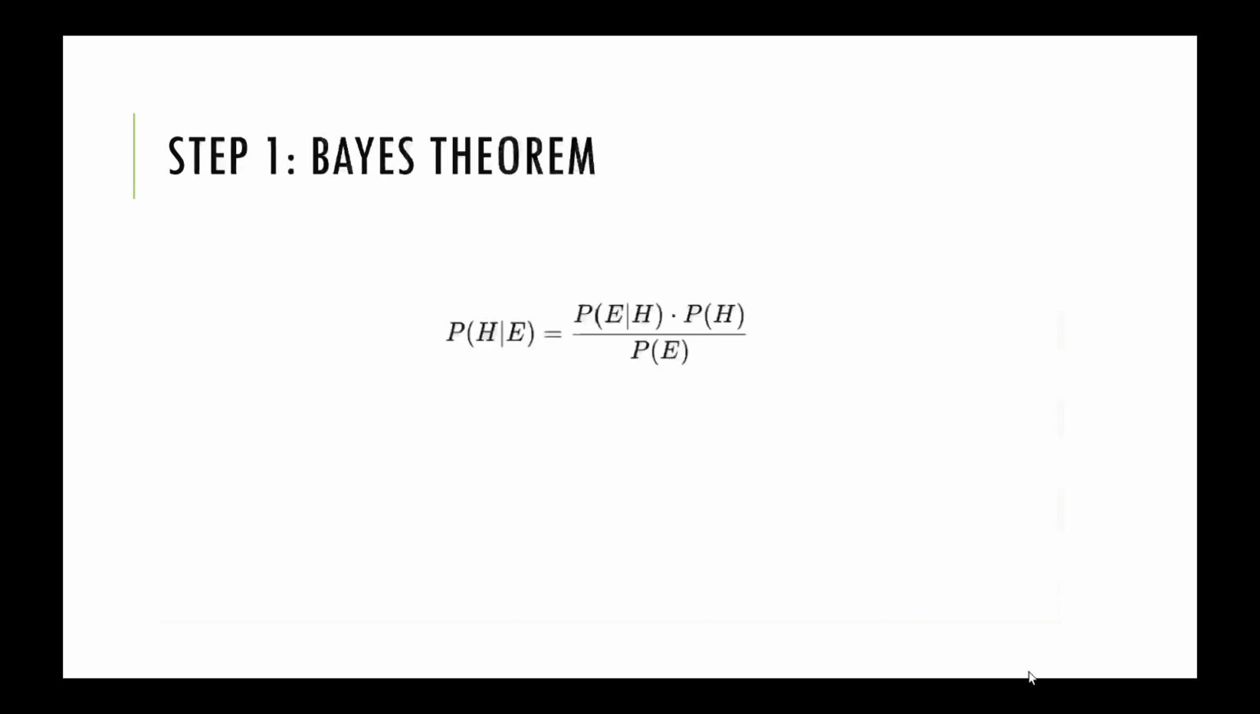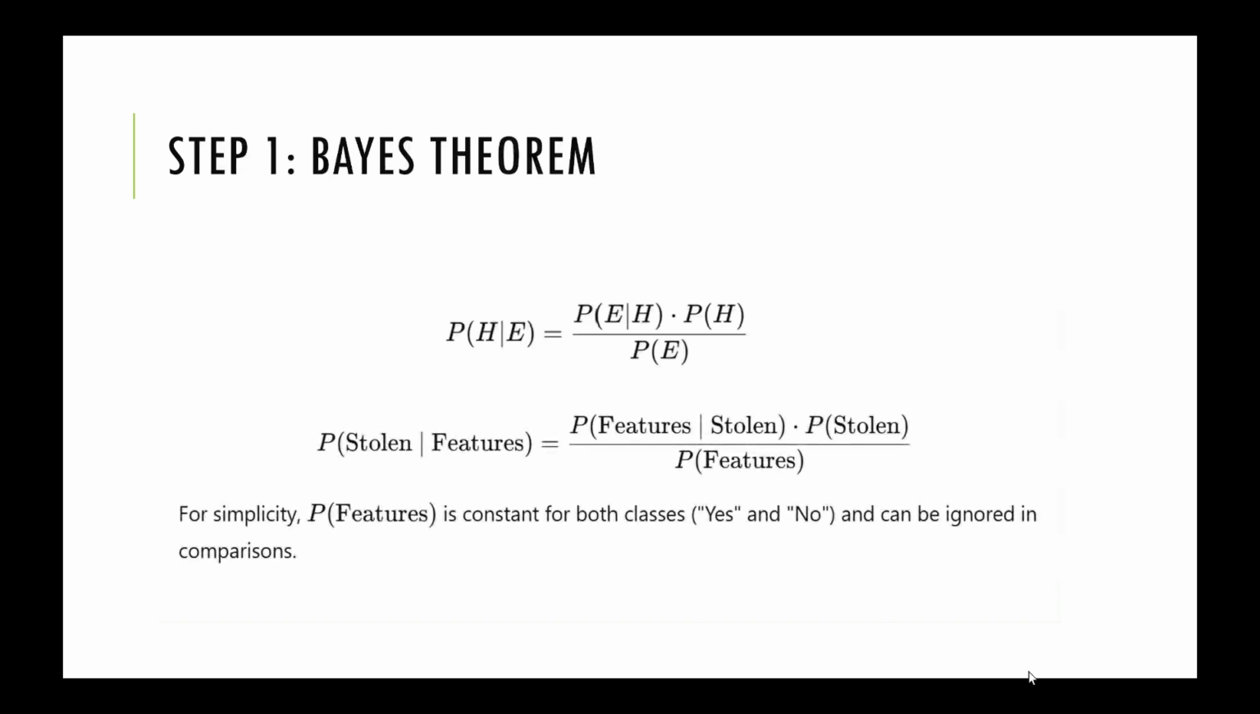We're going to apply the Bayes theorem. We know the Bayes theorem: probability of H given E equals probability of E given H into probability of H, divided by probability of E. According to the problem statement, I'm going to represent the Bayes theorem like this: probability of stolen given feature equals probability of feature given stolen into probability of stolen, divided by probability of feature. Here stolen is the hypothesis and feature is the evidence. For simplicity, probability of feature is constant for both classes yes and no, and can be ignored in comparison.